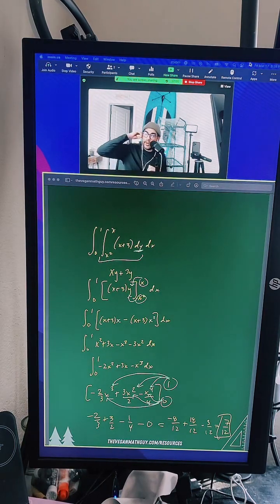This is technically Calc 3. Okay, I'm going to do a different integral that someone requested here, and then I'm going to do the mean value theorem, and I think we might be done just for today.